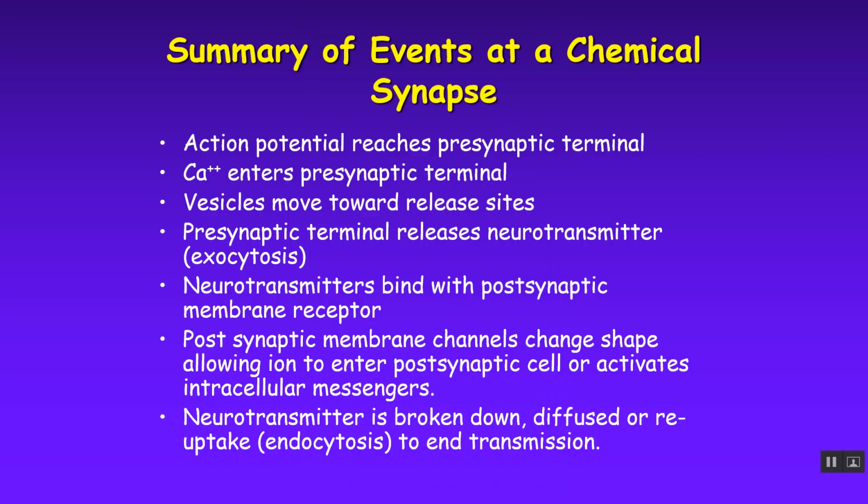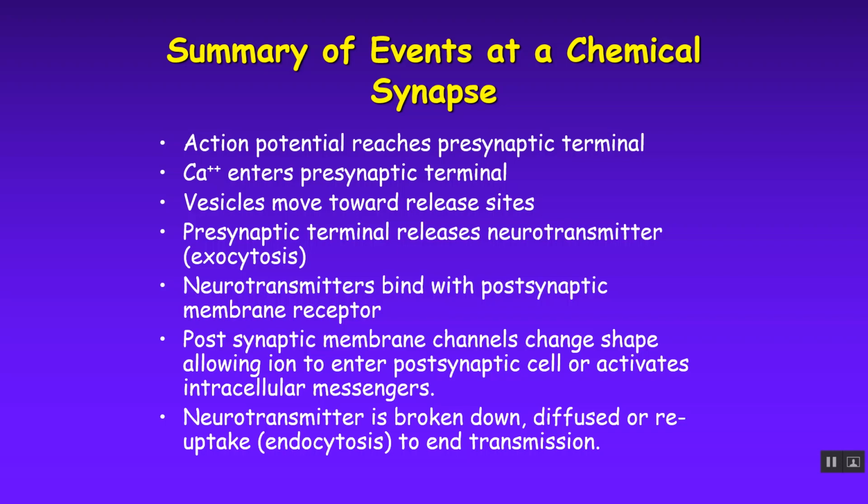So here's a summary of events that happen at a chemical synapse. First of all, you have an action potential that is being sent down that axon, right? And it finally reaches that presynaptic terminal, the end of that. When it gets down to the presynaptic terminal, there's a bunch of voltage-gated calcium channels down there, right? Remember up in the axon hillock near the soma where the action potential started? There's a bunch of voltage-gated sodium channels up there. Down the axon terminal, there's a bunch of voltage-gated calcium channels.